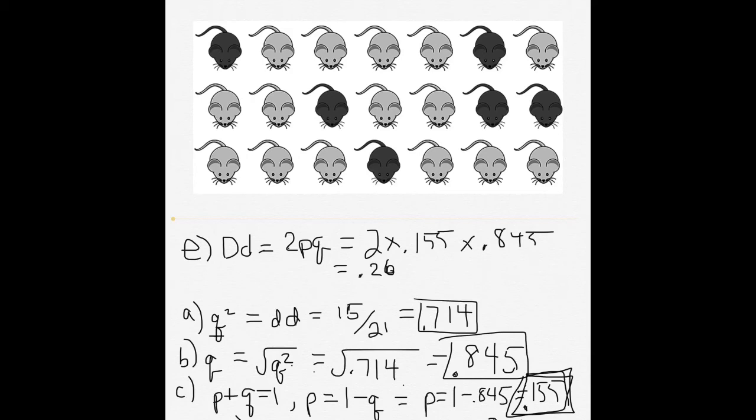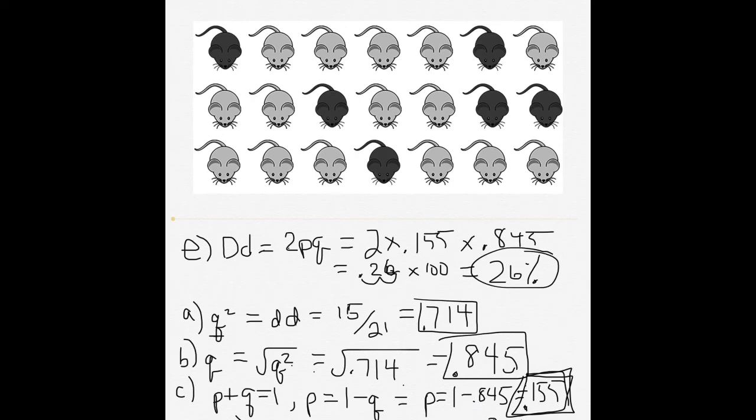Now, that's still not what it's asking for. E is asking for the percentage of the population. So if it asks for a percentage and not a frequency, you literally just move the decimal place over, or you multiply by 100. Either way, we know that 26% of our population is heterozygous for this trait. So that's how you do the math.